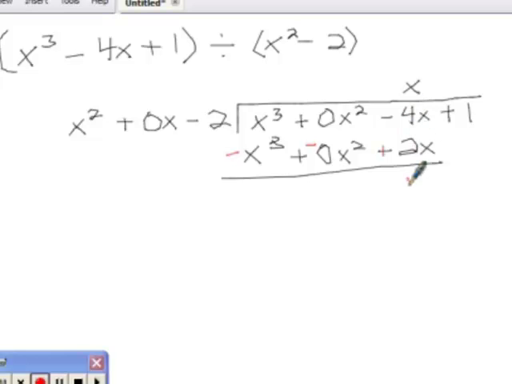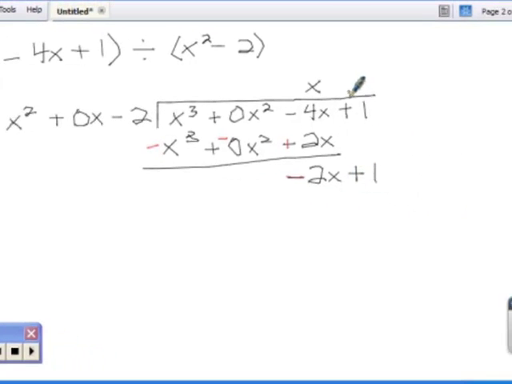Negative 4 plus 2. I end up with negative, whoops, I end up with negative 2. And then bring down the next thing, which is a 1. Now here, I can't multiply x squared by anything to get negative 2x because negative 2x has a lesser degree. It's got a smaller power, basically. So this is my remainder.